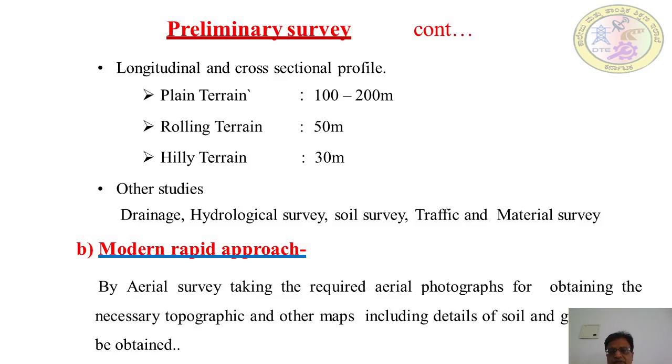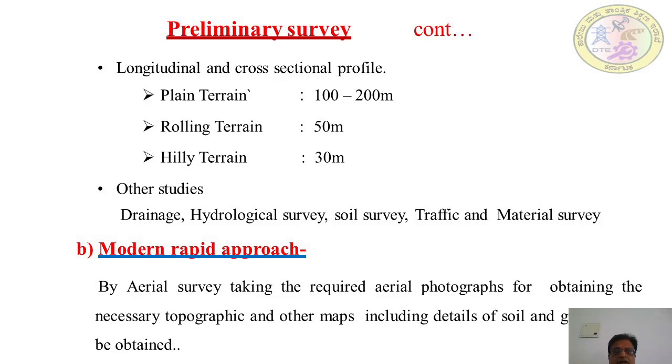So just to name the things, what are all the details you need to collect and at what interval. If you are doing the survey on a plain terrain, both the longitudinal section and the cross section of your proposed alignment, you should take at every 100 to 200 meter interval. On a rolling terrain, because you may see more changes in the terrain, you need to take at a closer interval, say 50 meter. In the hilly terrain, still the variations will be more. So you need to take the levels at every 30 meter.